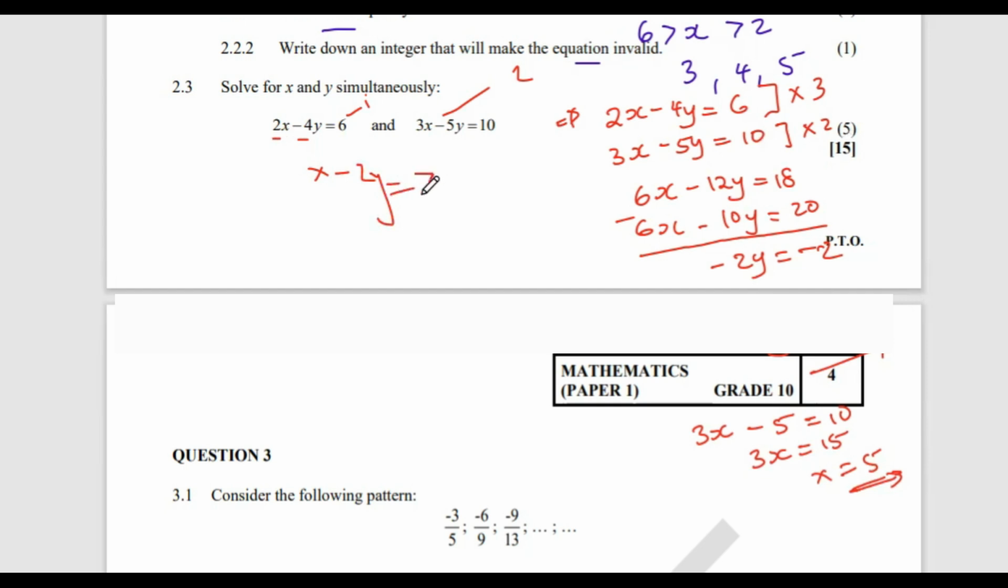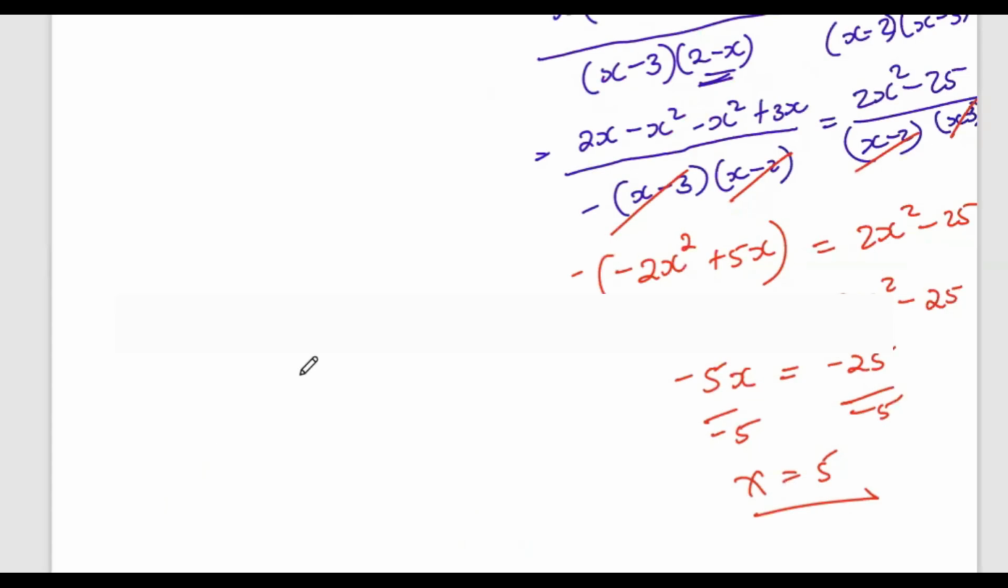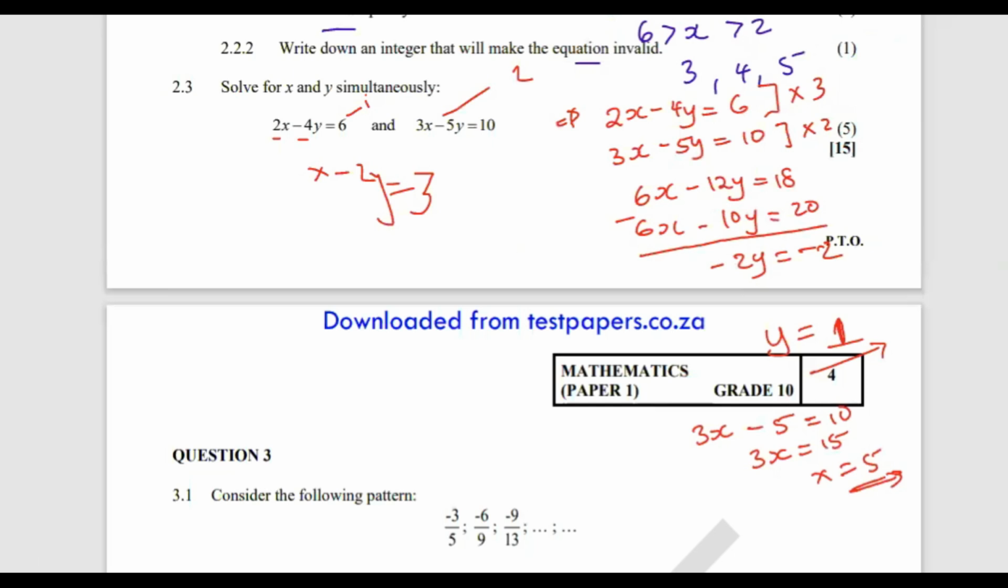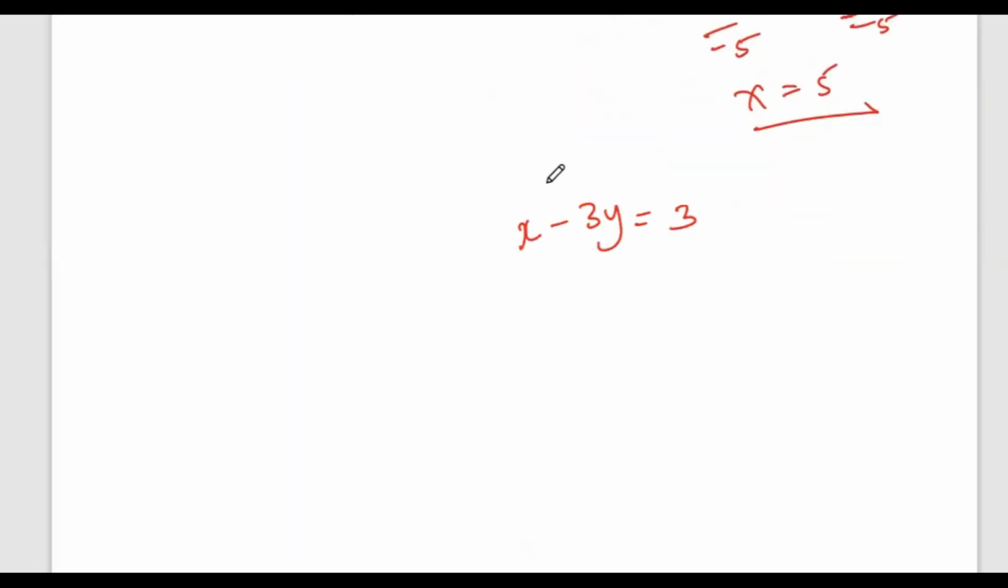Okay. And then make x the subject so that x will be 3 plus 2y. Let me just do it beside it. So we say x minus 2y is equal to 3. This is a 2y. So when I leave x alone, x is going to be 2y plus 3.